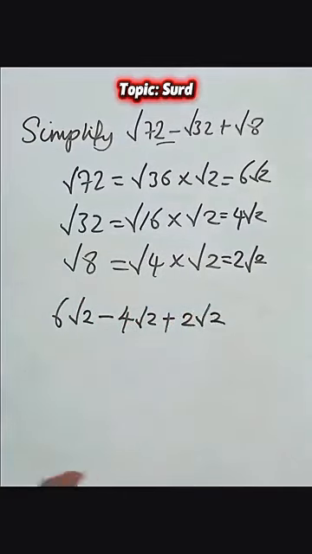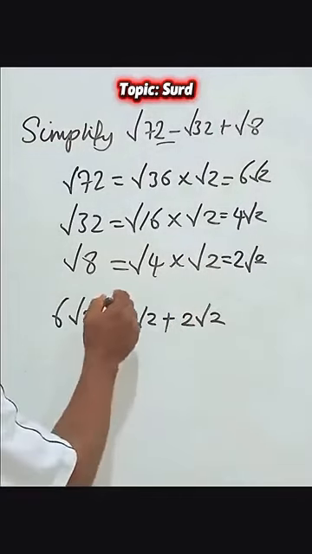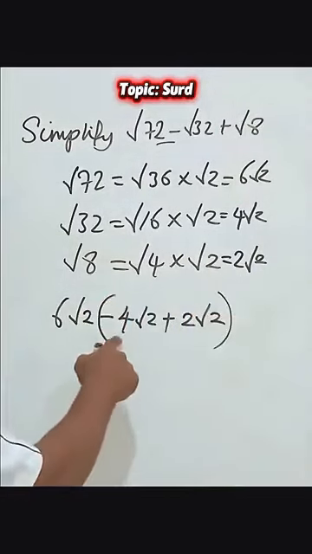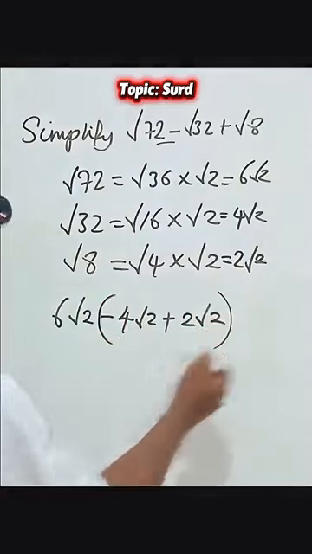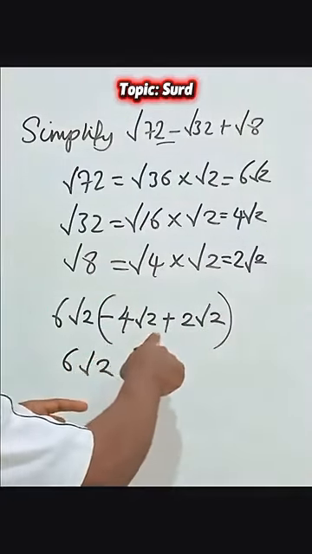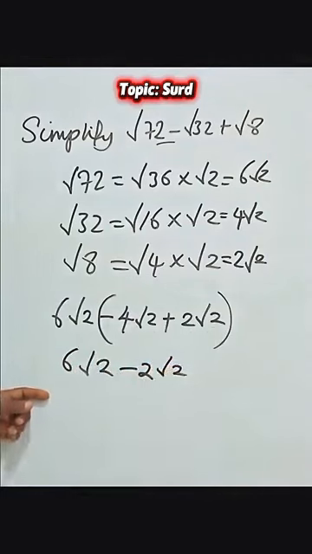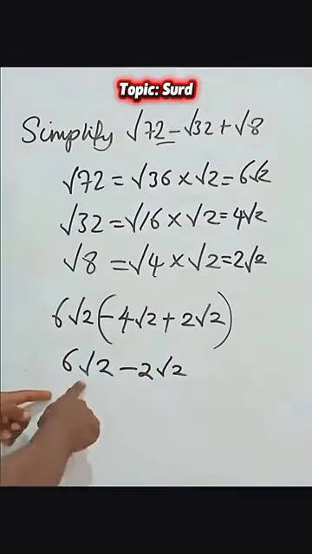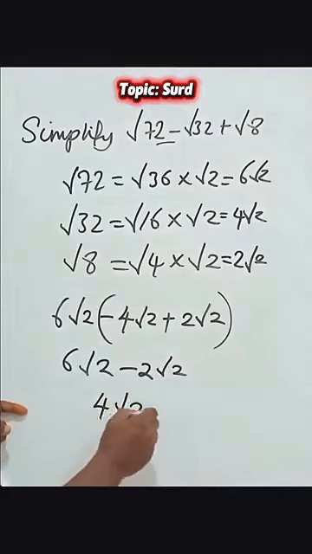If we apply the rule of BODMAS, it means that we have to do addition before subtraction. Therefore, we have to add this value, minus 4 root 2 plus 2 root 2. This is the same thing as 6 root 2. Minus 4 root 2 plus 2 root 2 is the same thing as minus 2 root 2. 6 root 2 minus 2 root 2 is the same thing as 4 root 2.